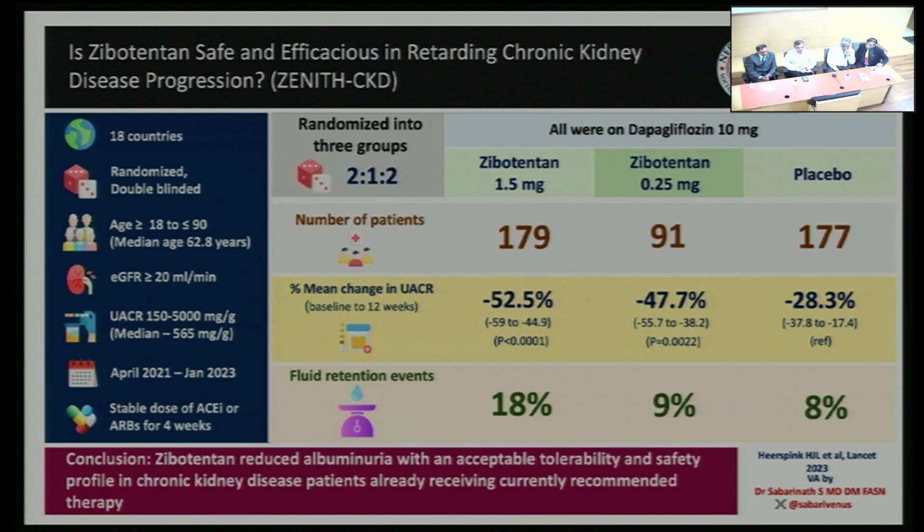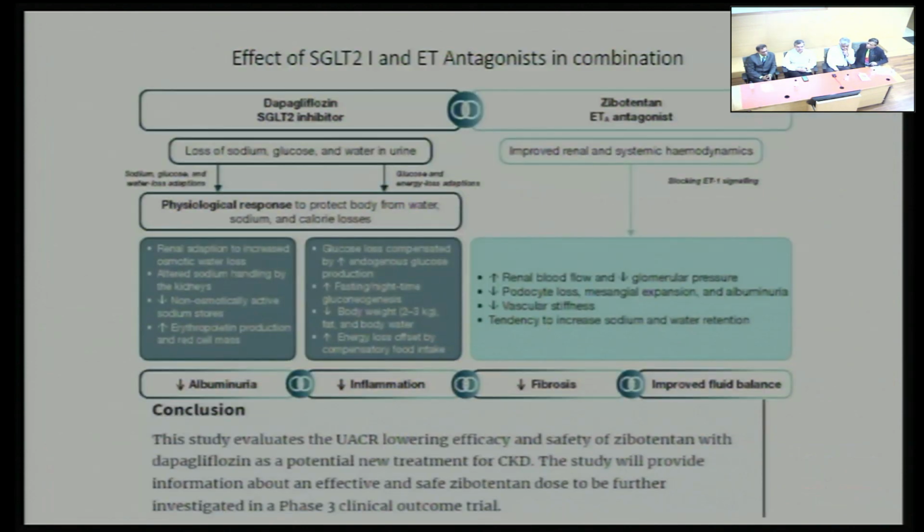Even the insights also showed that the albuminuria is acceptable, but safety with this is already a problem. You see that edema was higher when you use it. So it was 1.5 milligrams higher, only in 0.25, only 1%. So edema and heart failure are the problems.